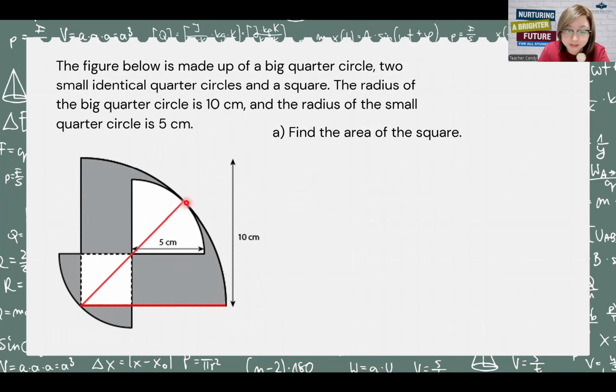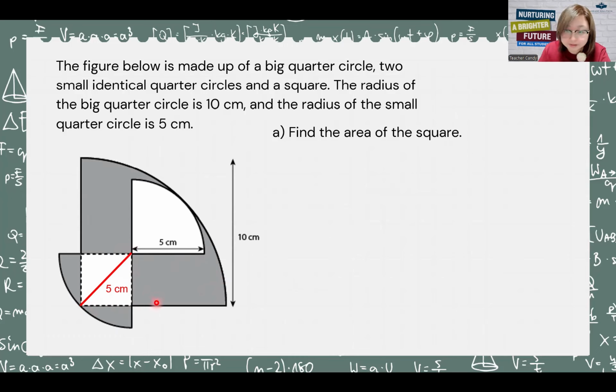And we will halve it to get just the diagonal length of the square. So there we go. So half of 10 centimeter. So this diagonal length is also 5 centimeter. So we cannot use this 5 centimeter times 5 centimeter to get 25 centimeter square. That is not correct because this is the diagonal length and it's 5 centimeter.